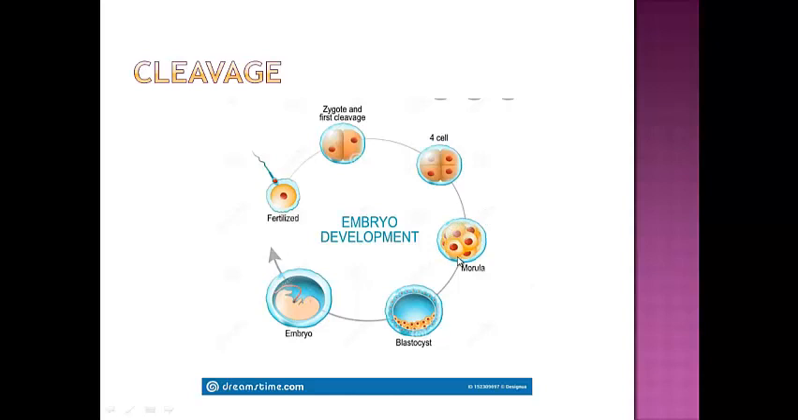Once the zygote has divided enough times for it to have 16 cells, I change its name and I now refer to it as a morula. Okay, and then we're going to see later on how the morula undergoes another set of changes in order to give me something called a blastocyst, and then that's going to undergo changes to give me the actual embryo. So it's a cycle, all right, and each phase has its own specific process.